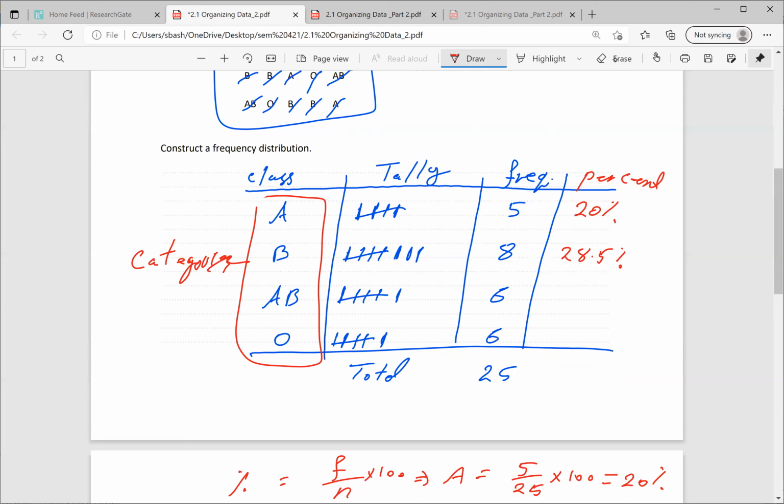For the next one, we have 6 divided by 25. That will give me 24%. Next one is also 24%. Now, if we add all of these, we must have 100. 20 plus 28 plus 24, 24. All of it should be 100.